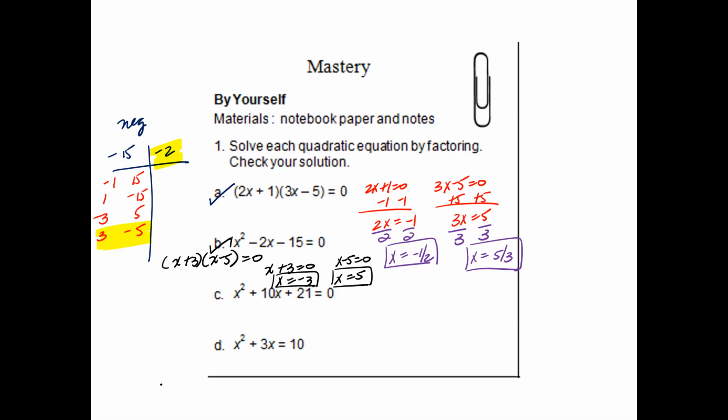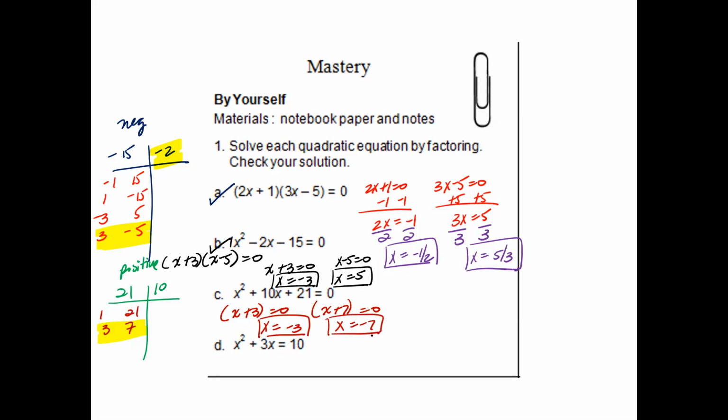Now let's take a look at letter C. With letter C, your last number is 21, your middle number is 10, and notice everything here is all positive, so we just want the positive numbers to get 21. That's 1 and 21, 3 and 7, and that's as far as it goes. Which one of those adds up to 10? Well, 3 and 7 adds up to 10, so my answer is x plus 3 equals 0, x plus 7 equals 0. Then if you subtract 3, x equals -3, and subtract 7, x equals -7.